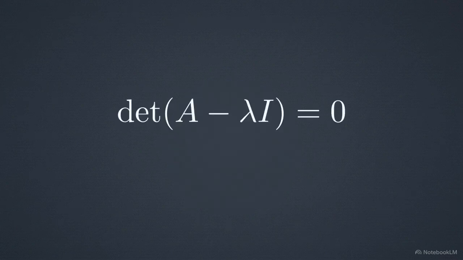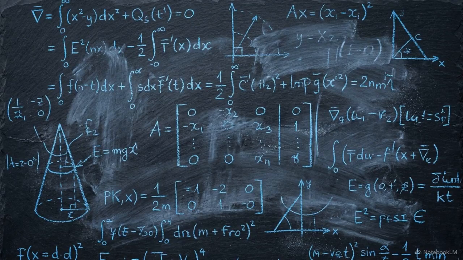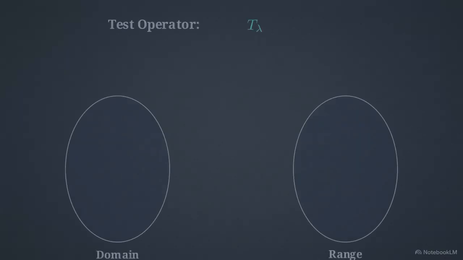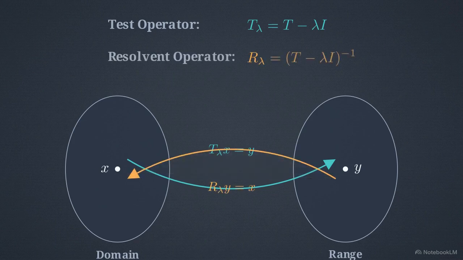In finite dimensions, we find eigenvalues by setting a determinant to 0. In infinite dimensions, determinants do not exist. We have to abandon that search and build a new diagnostic tool to test our operator. This is our test operator, t sub lambda: operator t minus lambda times the identity operator. We feed input x in, generating output y. Our test depends on perfectly reversing this. That backward path is the resolvent operator, r sub lambda.